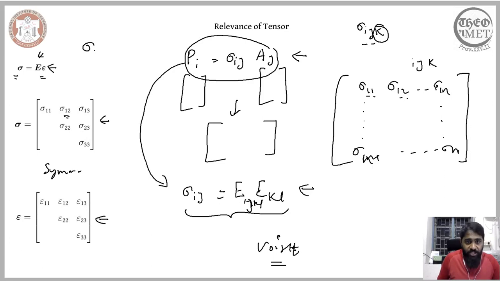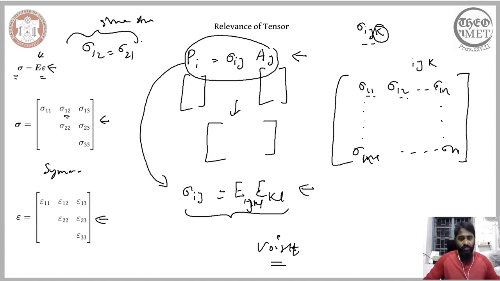So your sigma 1 2 is equal to that of sigma 2 1, sigma 1 3 is equal to that of sigma 3 1. So essentially what is happening here is, these are what we refer to as the shear stresses, and the shear stresses are equal in magnitude. So therefore the stress matrix that you get is symmetric in nature.